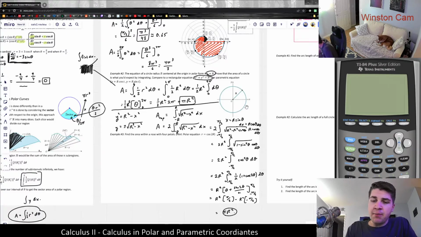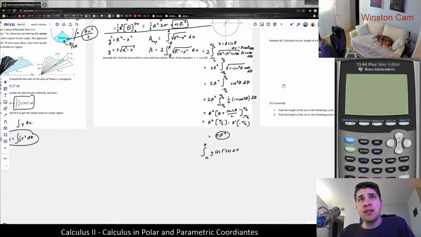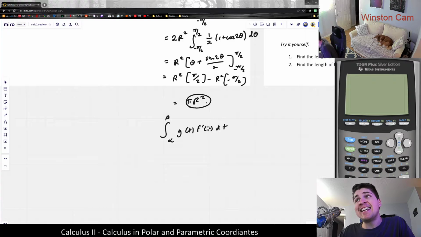Setting up the integral again, the integral of a parametric equation would be the integral from alpha to beta of g(t) times f prime of t with respect to t. Or y multiplied by dx/dt dt. Another way of thinking about why this makes sense is that you just have y dx, and the dt's would cancel if we're thinking about it with Leibniz notation. And we would just integrate the area under the curve as normal.